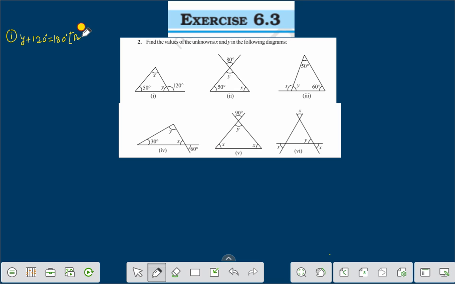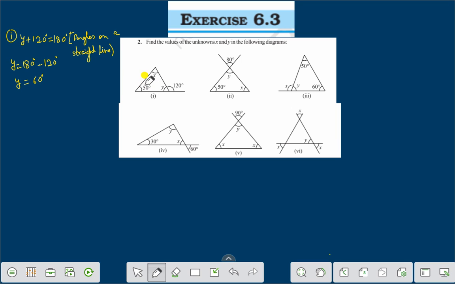Angles on a straight line. Right? Therefore, we find that y is equal to 180 degree minus 120 degree. Therefore, the value of y is equal to 180 minus 120, that is 60 degree. Therefore, the value of y you get is 60 degree.